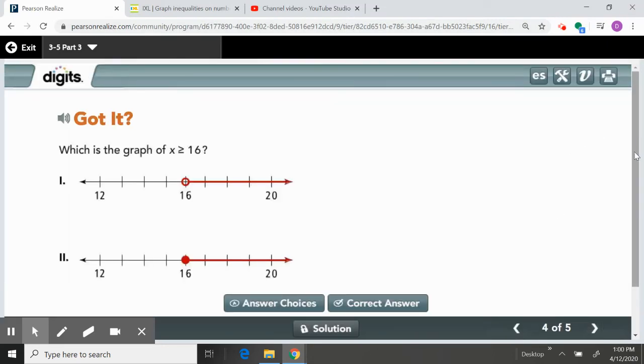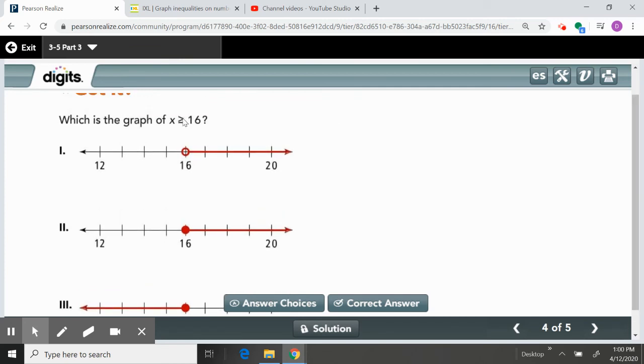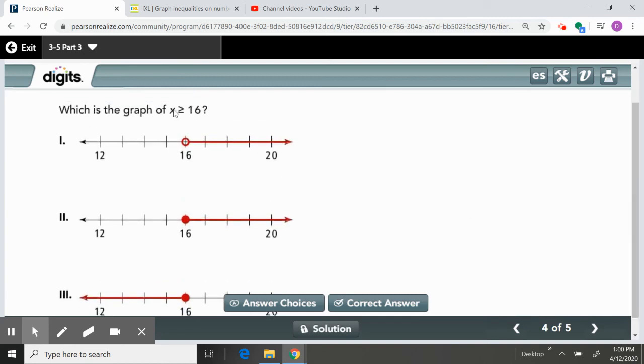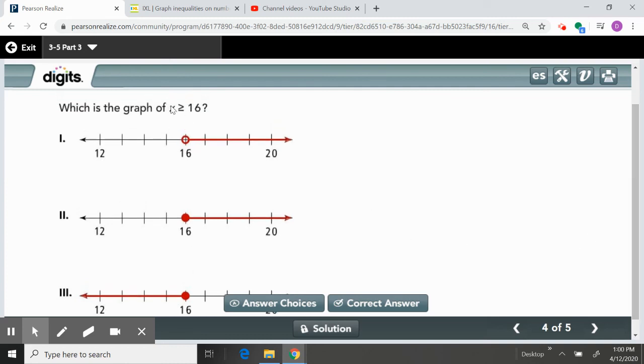All right, looking at part 4. Which is the graph of the situation? X is greater than or equal to 16. So it has the line underneath it. So is that an open circle or a closed circle? Hopefully you said a closed circle. So that immediately eliminates this. So no way it's that. But it could be that closed circle, that closed circle. So greater than or equal to 16.